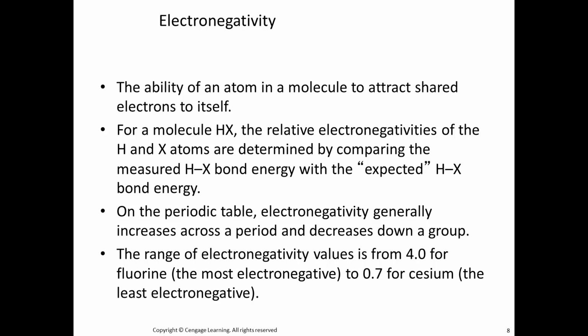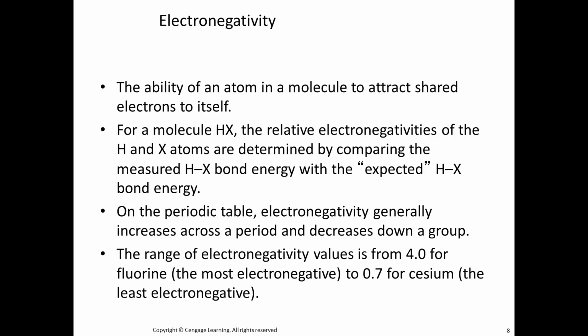On the periodic table, electronegativity generally increases across a period and decreases down a group. The range of electronegativity values is from 4 for fluorine, the most electronegative atom, to 0.7 for cesium, the least electronegative atom. Electronegativity increases in the direction of fluorine.